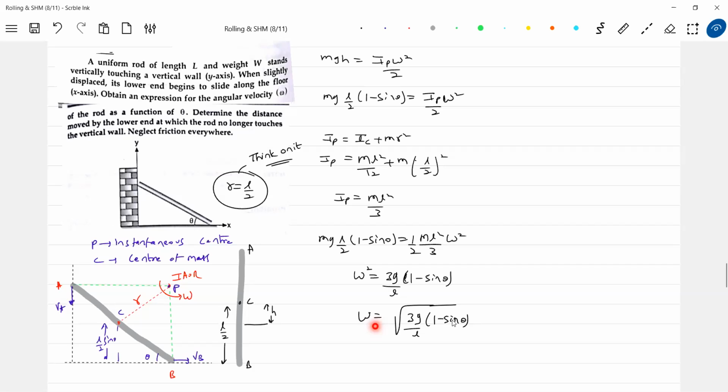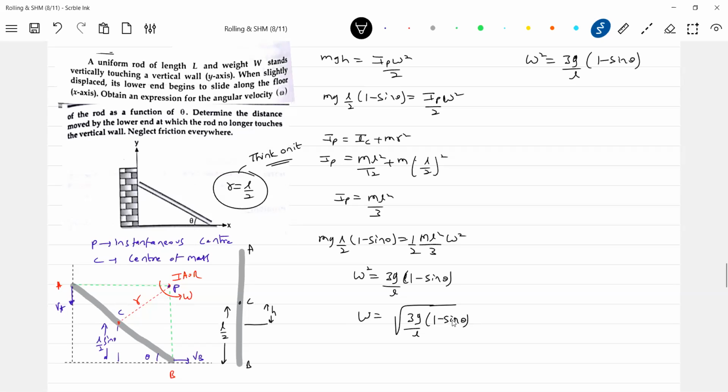Now he's asking, determine the distance moved by the lower end at which the rod no longer touches the vertical wall. Let's do one thing. We'll calculate the angular acceleration. So let me differentiate this equation with respect to time. I'll begin the next part of our discussion.